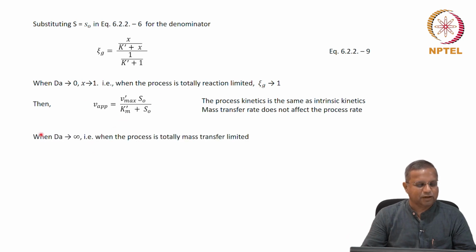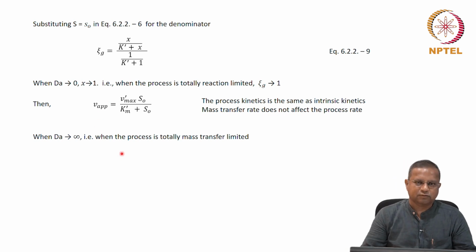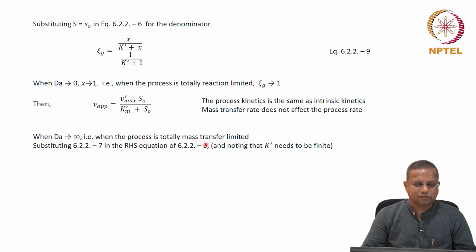Whereas the reverse happens when the Damkohler number tends to infinity. When the Damkohler number tends to infinity, what does it mean? The mass transfer rate is much less, the denominator is much less compared to the reaction rate, and therefore the mass transfer rate is just much slower compared to the reaction rate, and therefore the process becomes completely mass transfer limited. You substitute that, noting that K needs to be finite, you would see that epsilon g, the effectiveness factor, tends to 1 plus K dash by the Damkohler number.